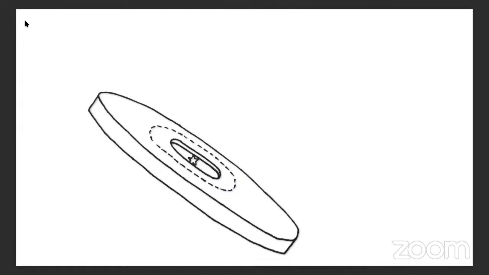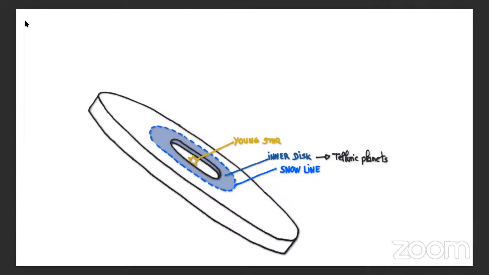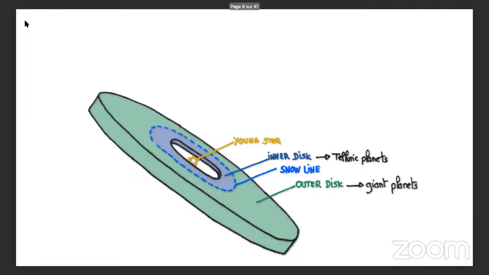So to begin with, what are protoplanetary disks? Basically, they are circumstellar disks rotating around a young star, which is here, and in which future planets will form. This disk is separated into a few areas, like the snow line. Further away, the water freezes, and inside it's still vapor. So you have the inner disk in which telluric planets will form, and the outer disk where giant planets will form.